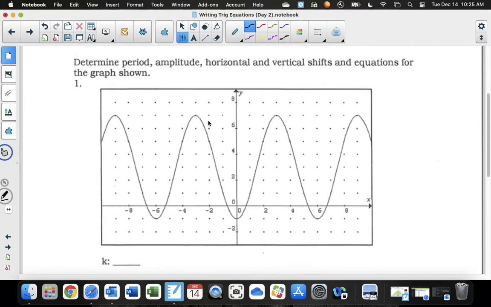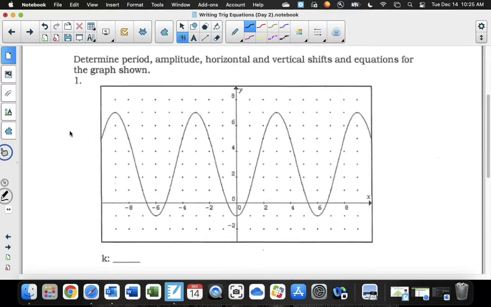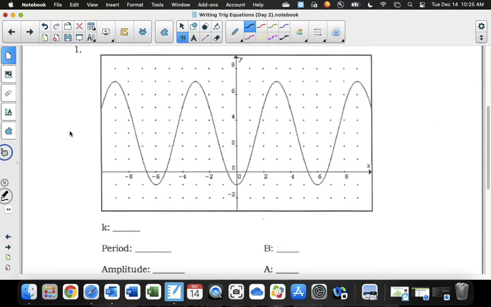What we are now going to do for the last couple of days is, given the graph, we want to identify those same important features, but then be able to write the equation that matches that. Okay? So there's a little bit of reverse that we're doing here.